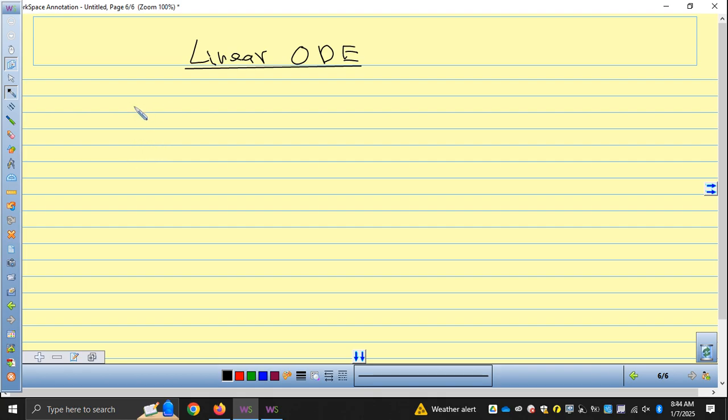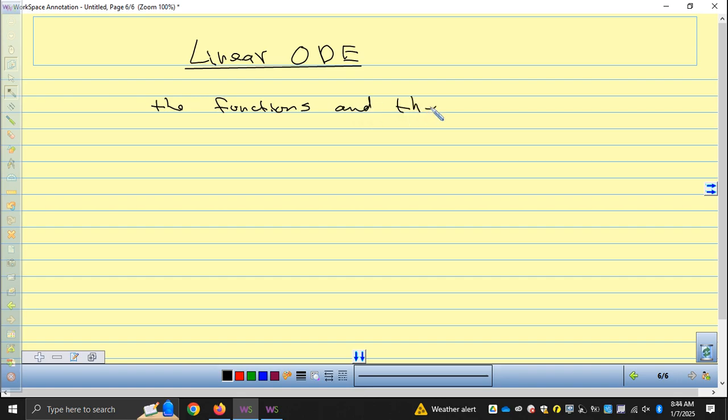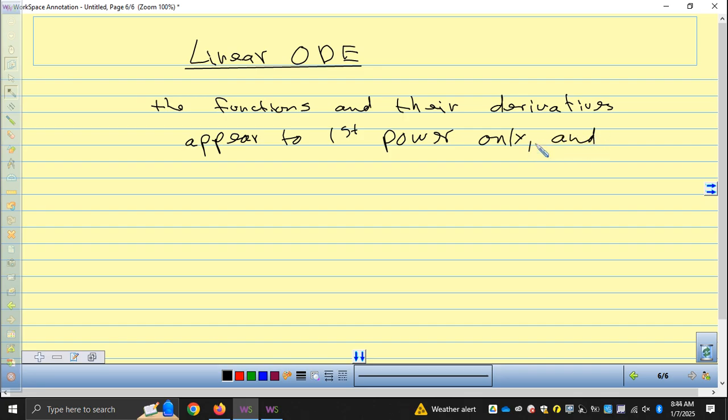So for a linear ordinary differential equation, the functions and their derivatives appear to the first power only. And the coefficients are only functions of x.